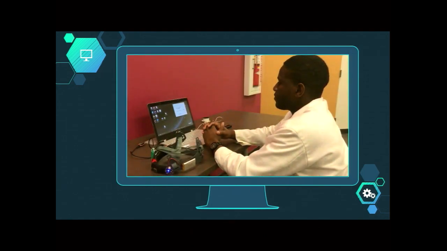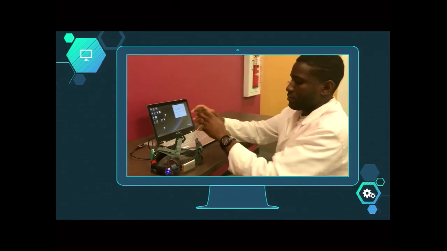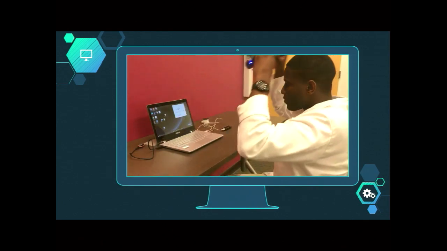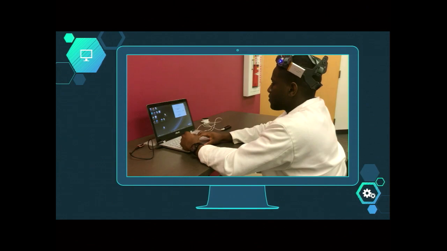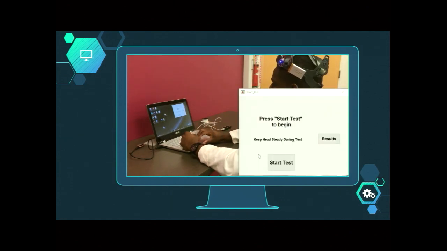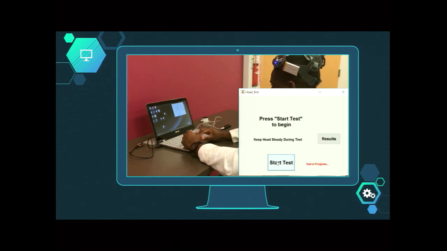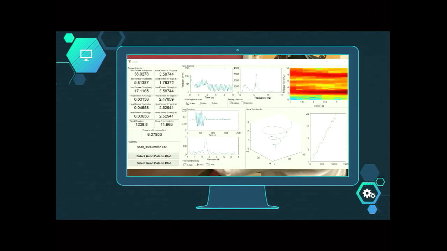For the last step of this test, the patient will place the head tracking system atop his or her head. Following placement of this device, the patient will click Start Test, which will begin to track and analyze the head movement. And the way this head tracking system works is it's analyzing a series of accelerometers and then wirelessly transmitting data over a serial port into a computer. Following collection of this data, we display the results section to the physician.